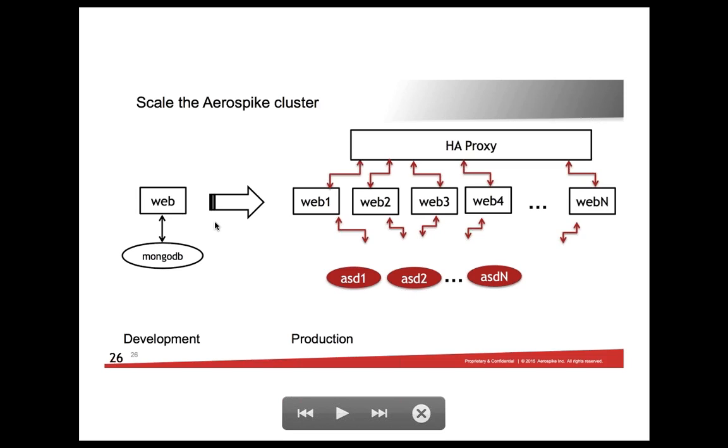So let's quickly jump back to the slide. So we've managed to scale our web tier and our Aerospike cluster. The great thing there is that all we had to do was do a Docker Compose scale, the name of the service, and then everything else was taken care of for us. So from an operations point of view, it makes it very simple to scale out any of these particular tiers.